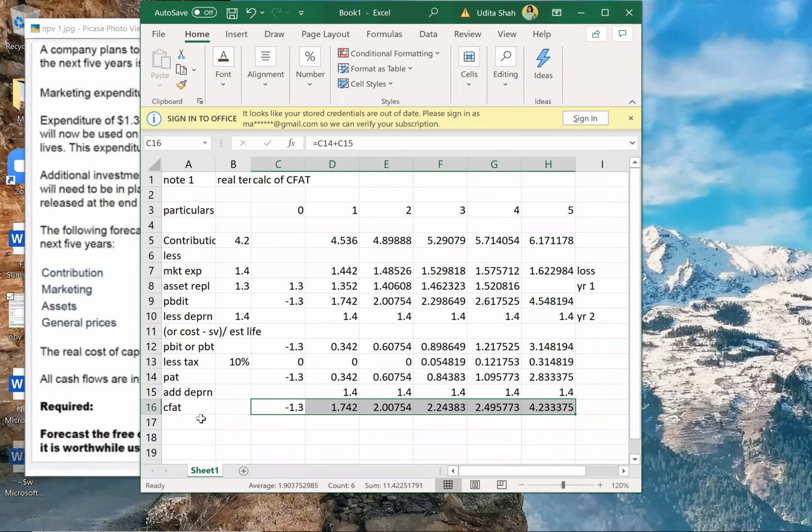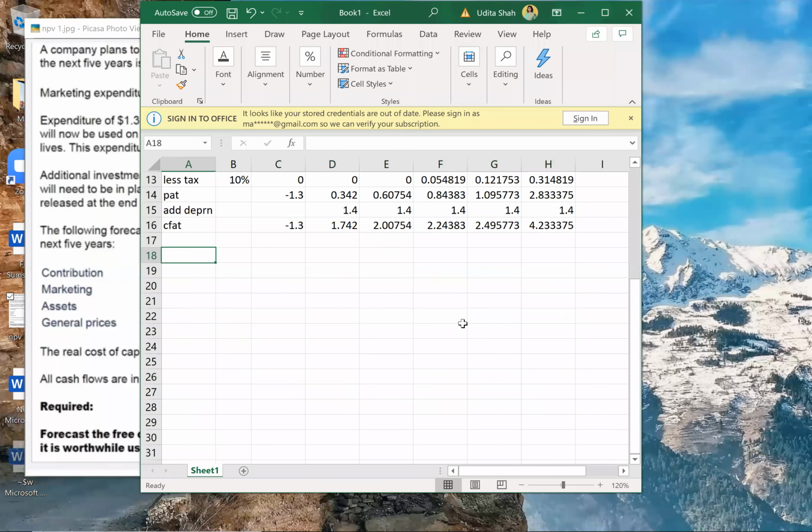So now we have got the CFT. What we'll do is start with our NPV calculation. So let us start with NPV. Calculation of NPV. Particulars, year 0, 1, 2, 3, 4, 5.